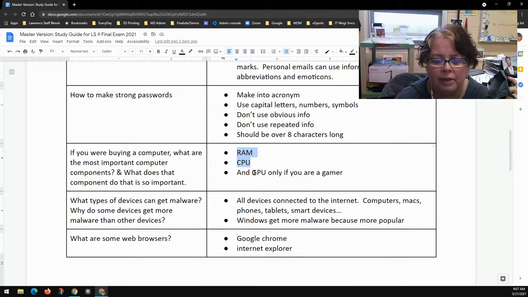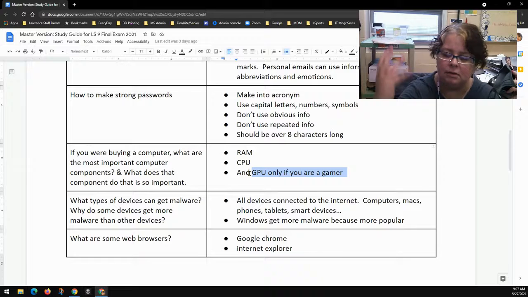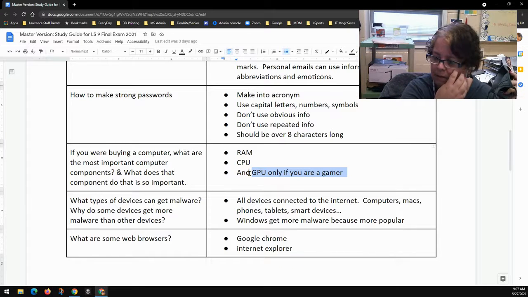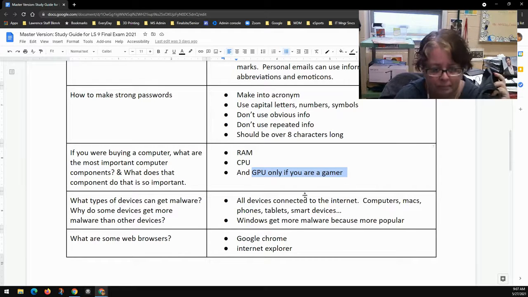And the other thing to consider is, if you are a gamer, you also need a GPU or a graphics card. The better the graphics card, the better your screen will show you what's happening in the game, and you can do higher resolution games faster and easier without any buffering.